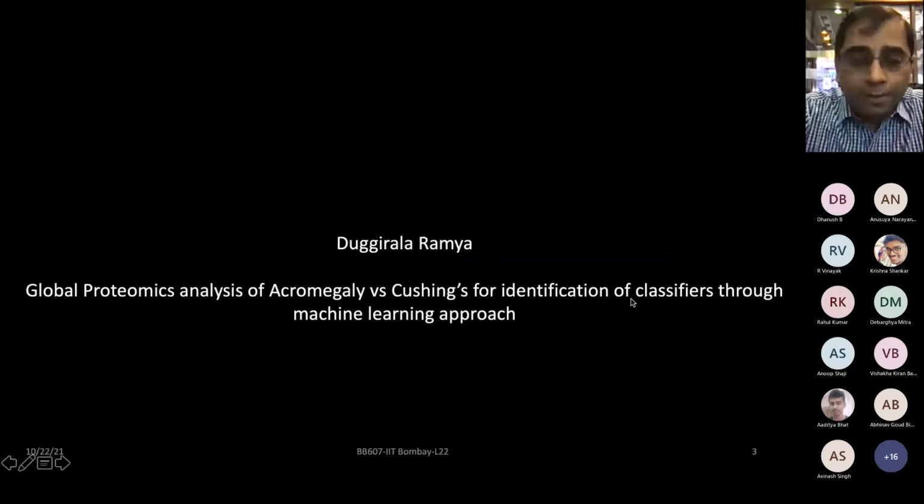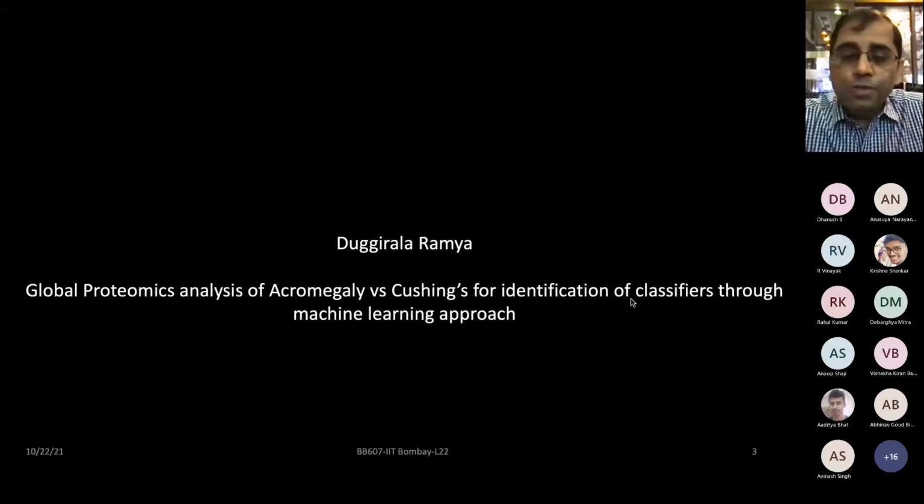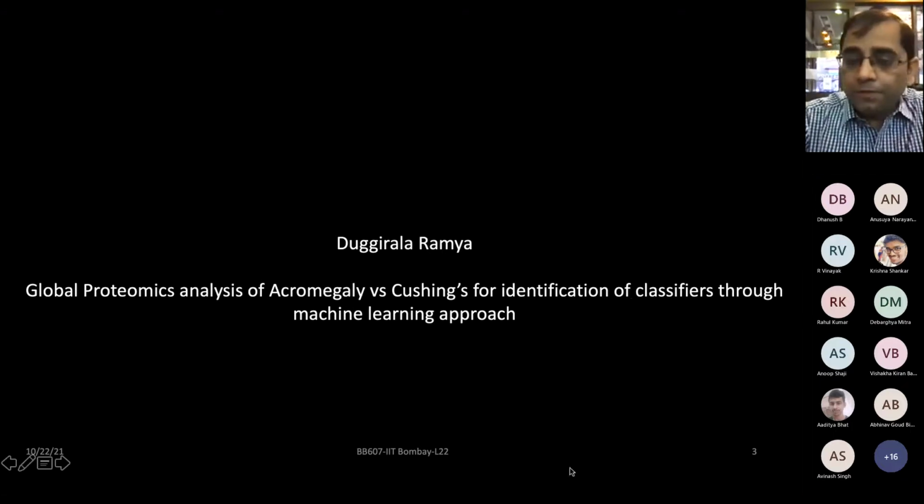Let's first start with Ramya. This topic is about acromegaly and Cushing's. These two are different types of pituitary tumors. Here you are comparing within two diseases, what can be the possible way of identifying the potential protein and classifiers using ML approaches. So let's listen to Ramya's project now.